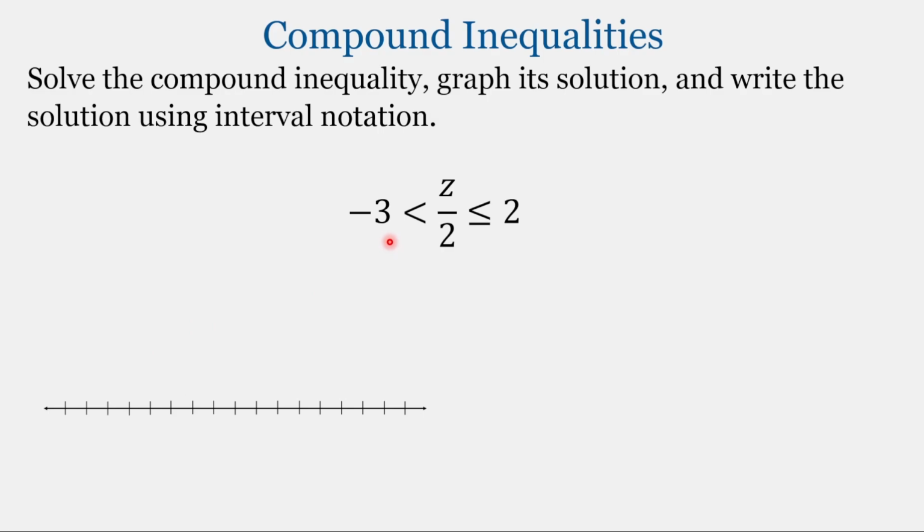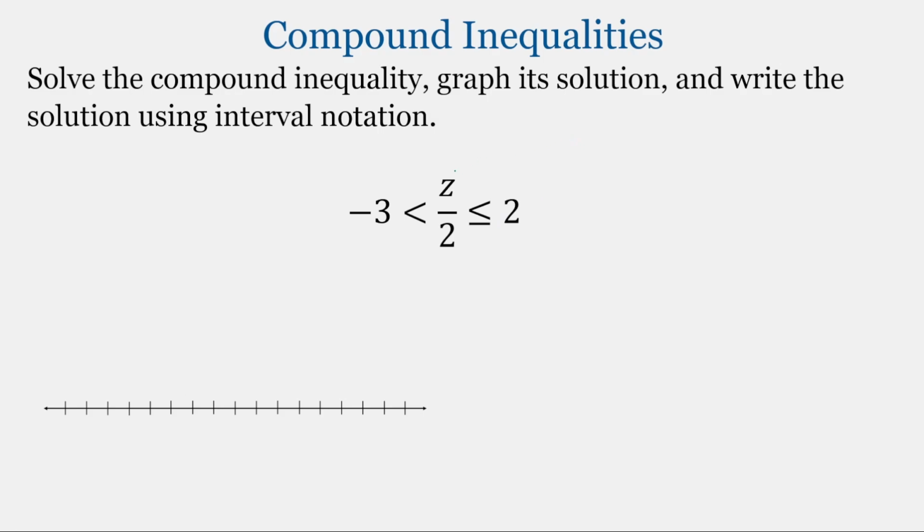And then finally, we have -3 less than z/2, which is less than or equal to 2. So this is two inequalities that are combined, and they're joined via an AND statement when you see it written this way. So let's first separate this into the two inequalities.